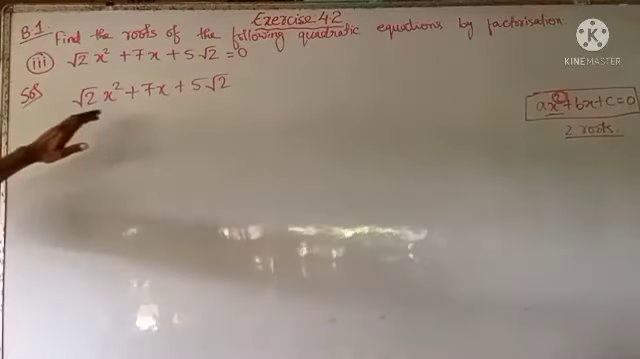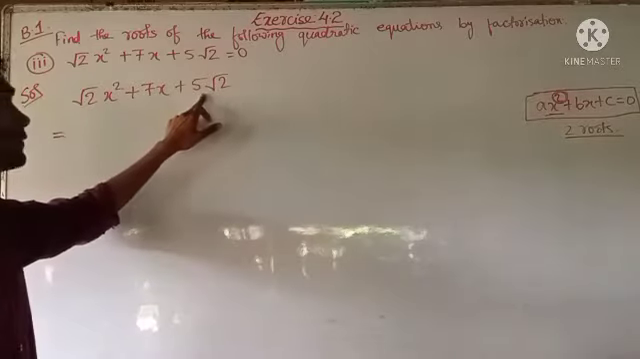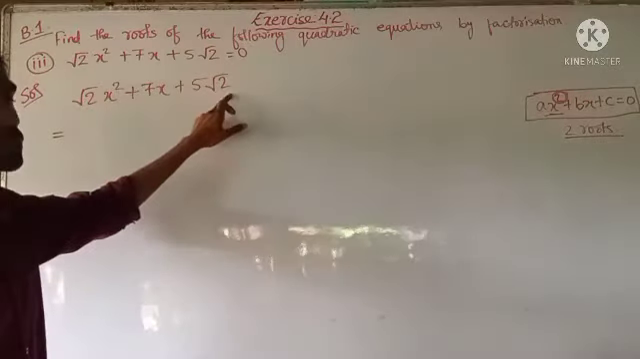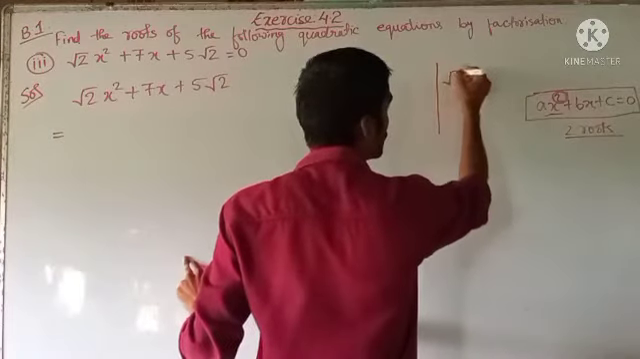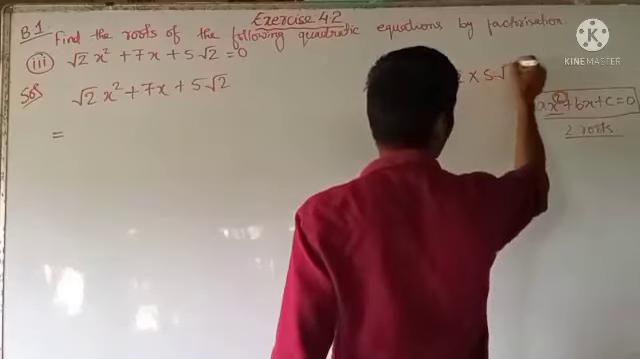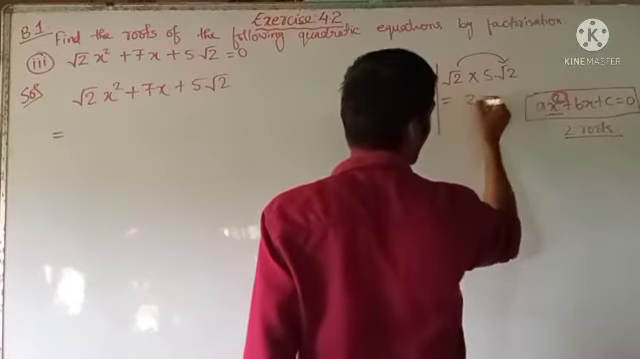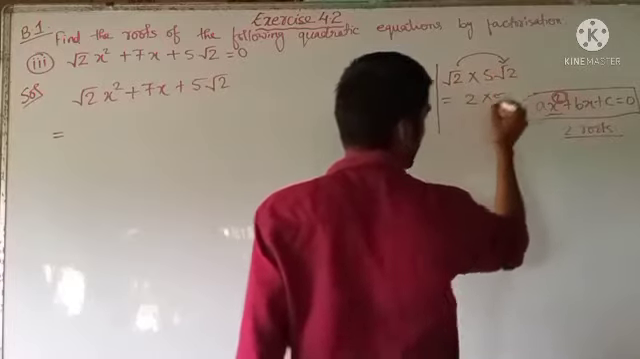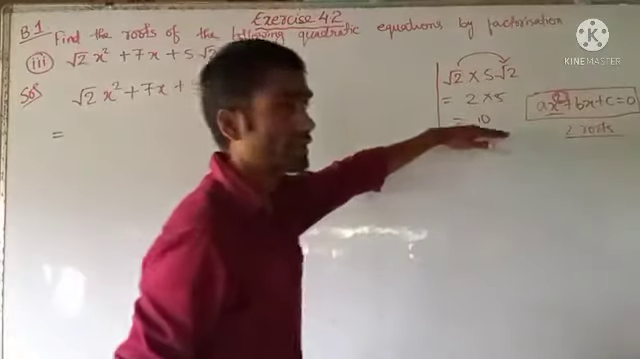Here the coefficient of x square is root 2. That one we will multiply with 5 root 2, that is the constant term. So root 2 will multiply with the constant term, 5 root 2. Now root 2 into root 2 gives 2, into 5. So we'll get 10. So here we got 10.